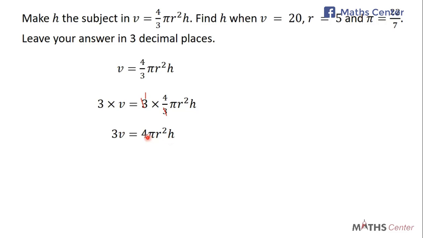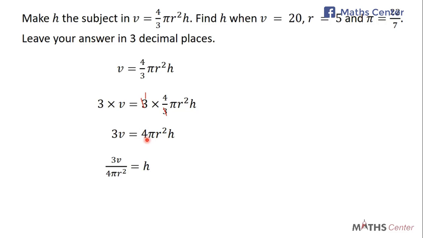The other variables that are attached to h are 4 pi and r squared. So we divide each term by those numbers and variables so that you can make h stand alone. So you divide both sides by 4 pi and r squared.